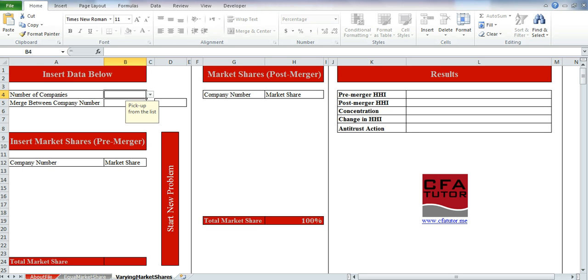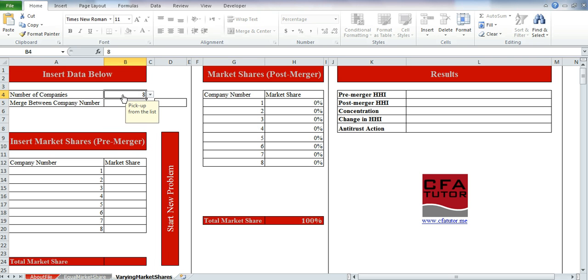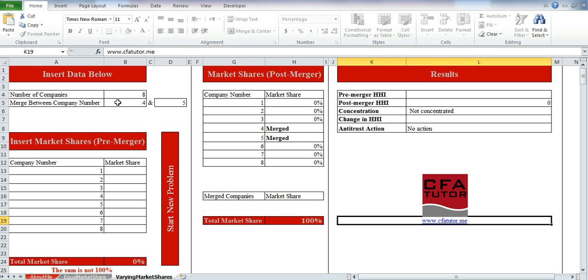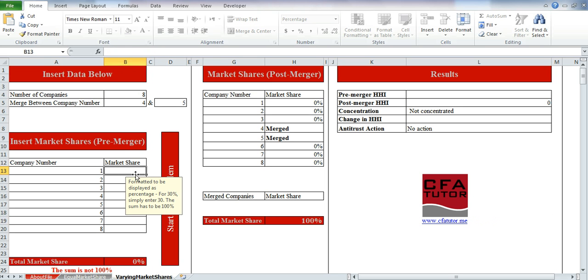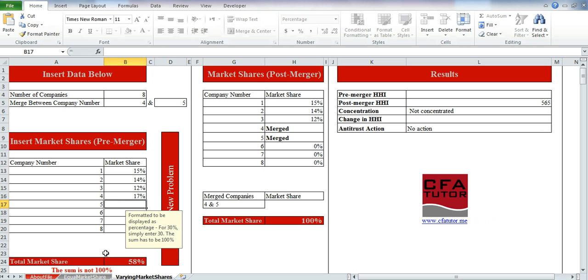So if we go to the second sheet over here, and we decide to rewrite that the number of companies we have are 8. We have a maximum of 10, so that shouldn't be a problem, because I don't think that there will be more than that in the exam or anywhere in the CFA curriculum. So we are merging between 4 and 5, and we have the market shares as follows: 15, 14, 12, and 17. Look over here as I'm typing that it's telling you that the sum is not 100%, which is a good warning in case you make any mistake.